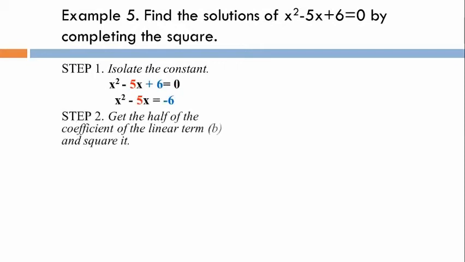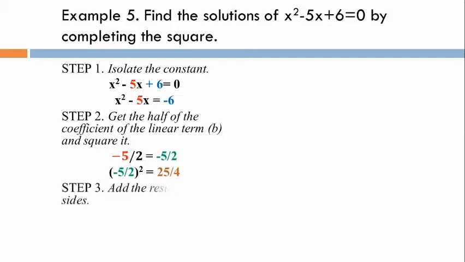Then we apply the second step, getting the half of the coefficient of the linear term and squaring it. Considering that 5 is not perfectly divisible by 2, so we have here still negative 5 over 2. Then we take its square. That is 25 over 4, 5 squared and 2 squared. Then we add the result to both sides of the equation.